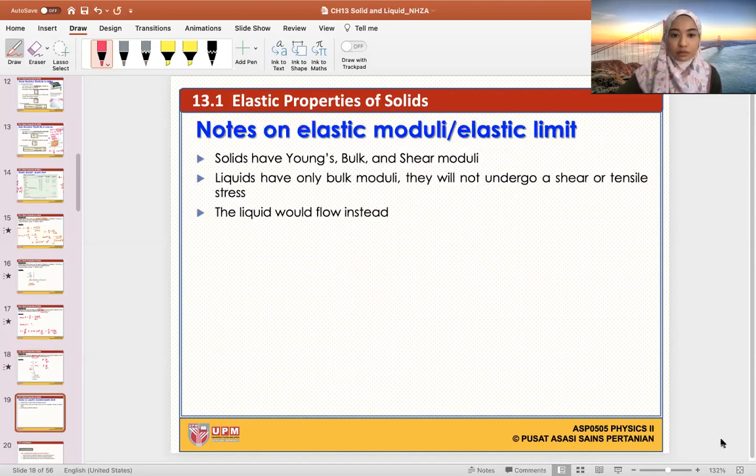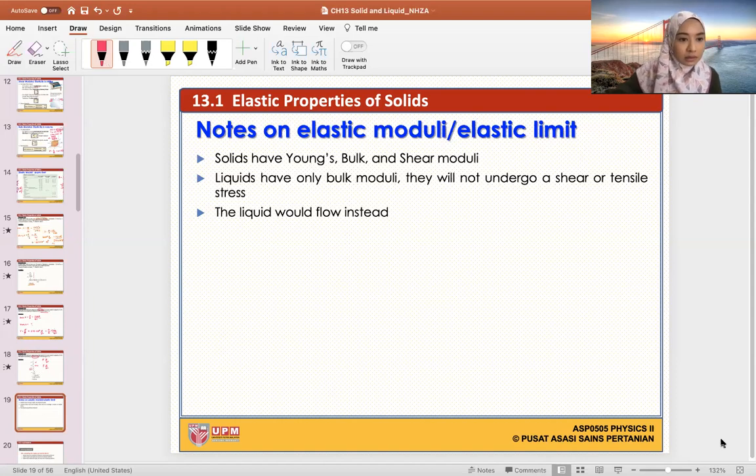Okay, moving on. Notes on elastic moduli or elastic limit. Solids have Young's, bulk and shear. Like we have seen before, kita ada metal wire which is solid. We have a book. Kalau shear stress, shear modulus, that's a solid. And then volume, a cube or a ball, that is also a solid. Liquids have only bulk moduli. Maksudnya, volume je lah. They can only change in volume. They will not undergo shear or tensile stress.